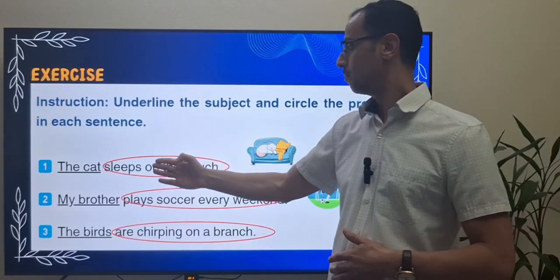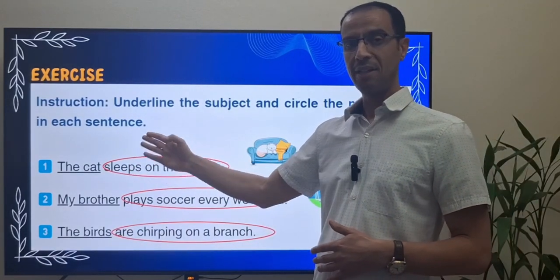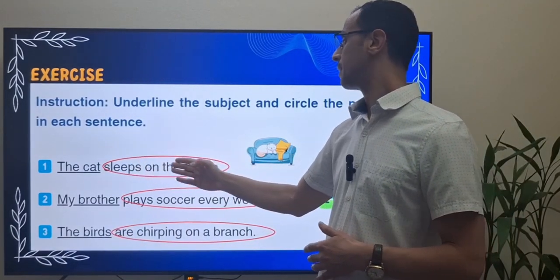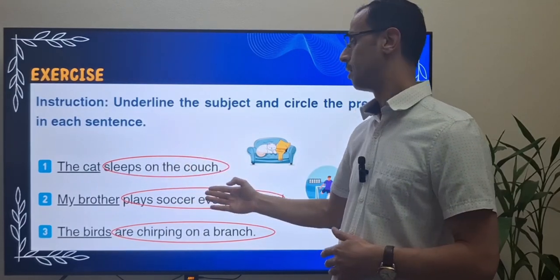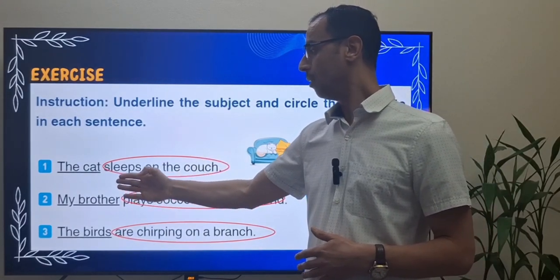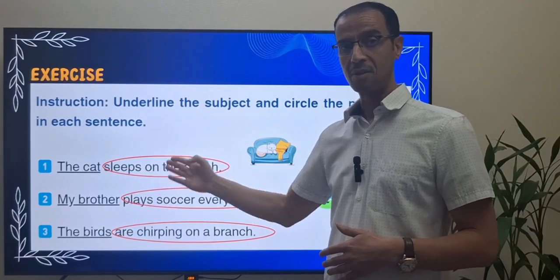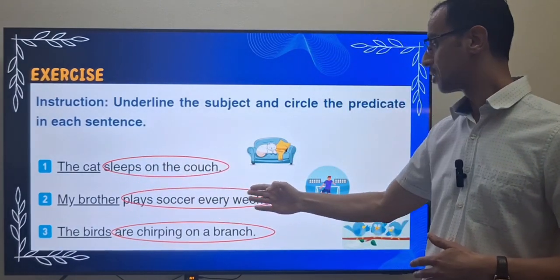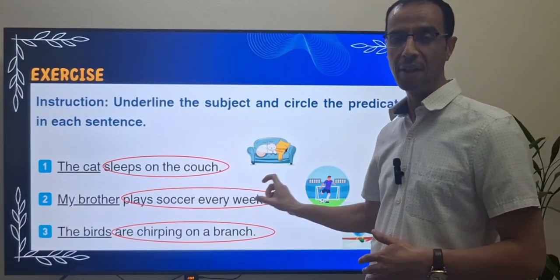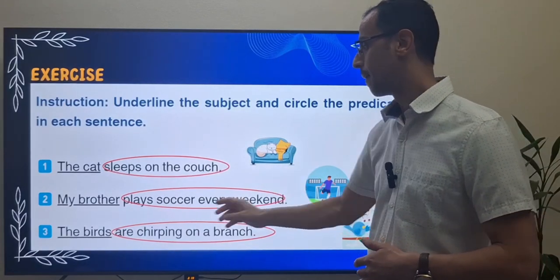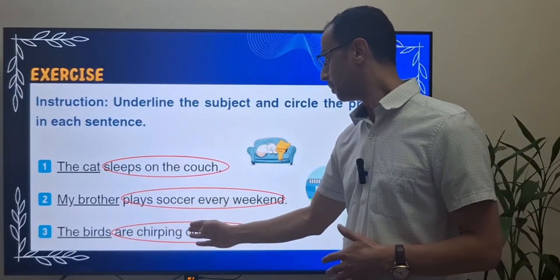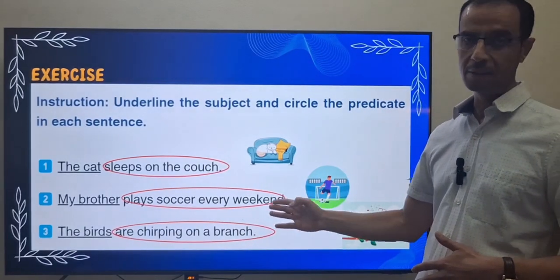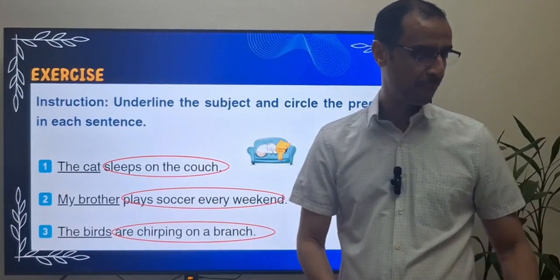The answers, as you know: the cat, that makes the subject, sleeps on the couch, that makes the complete predicate. And as well, my brother, that is the subject, and plays soccer every weekend, all of it, that makes the complete predicate. The birds, again, that's the subject, are chirping on a branch, that is the predicate.